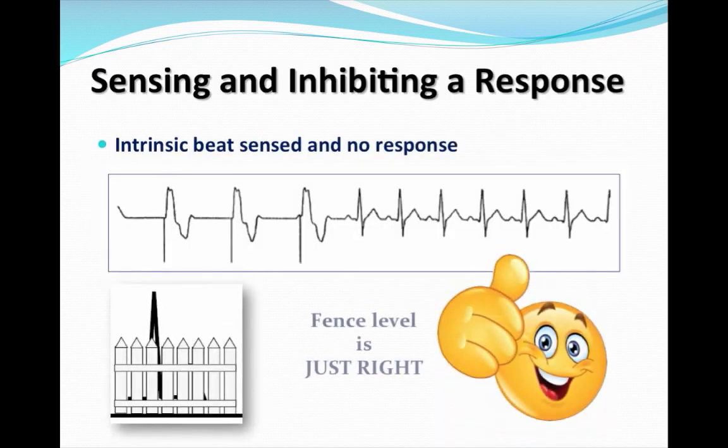What do you see going on in this picture? So you see pacer spike, wide QRS times 3 beats, and then you see a nice rhythm with a P, Q, R, S, and T. So there was no need for the pacemaker to fire. That means the fence level was just right, and the pacemaker did not send an impulse when it didn't need to. So that is great.